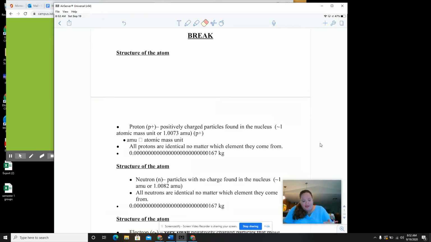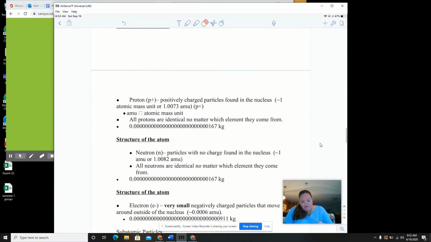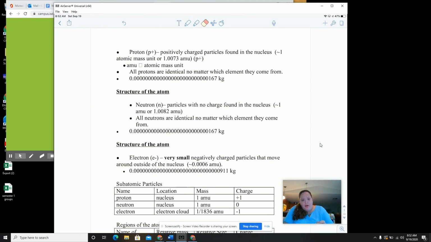Structure of the atom. We're going to get into the proton first up. The proton is a positively charged particle. Big thing, it is found in the nucleus. It has an atomic mass unit of 1.0073. All protons are identical no matter what atom they come from.